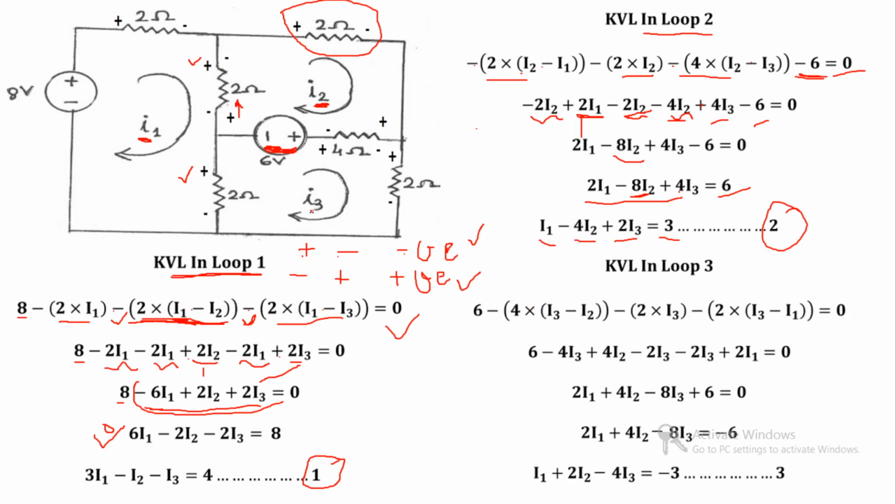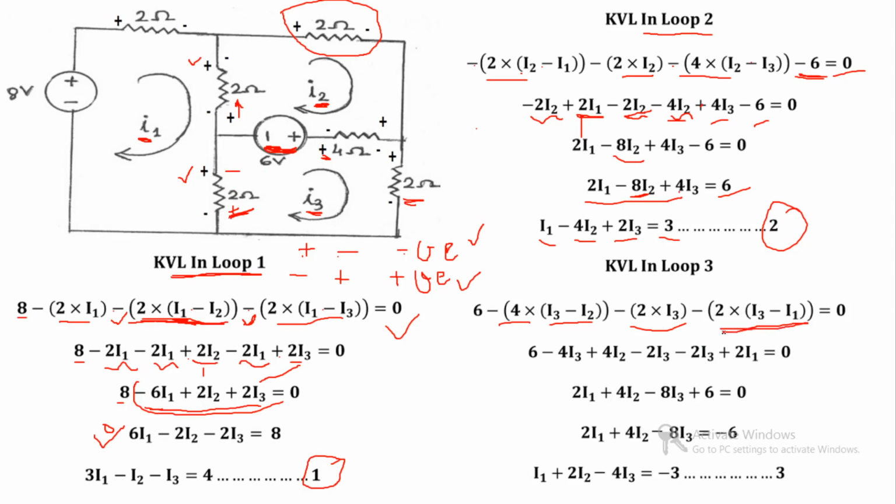Again consider I3 as our reference current. So consider the polarity of I3. So in the 4 ohm resistance I3 flows from plus to minus. So over here minus 4, again I3 minus I2. In this 2 ohm resistance I3 will flow from plus to minus, so this is the minus 2 I3, and in this 2 ohm resistance I3 will flow from plus to minus, so that is equal to minus 2 I3 minus I1.